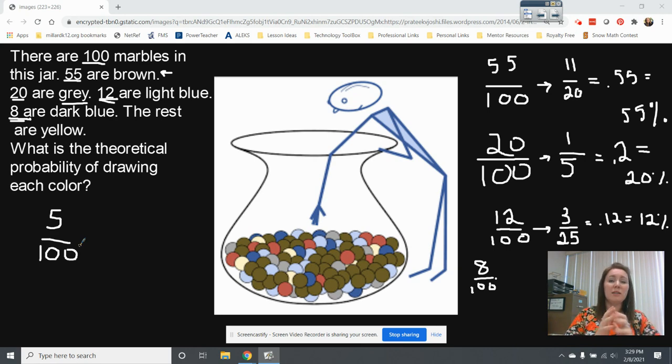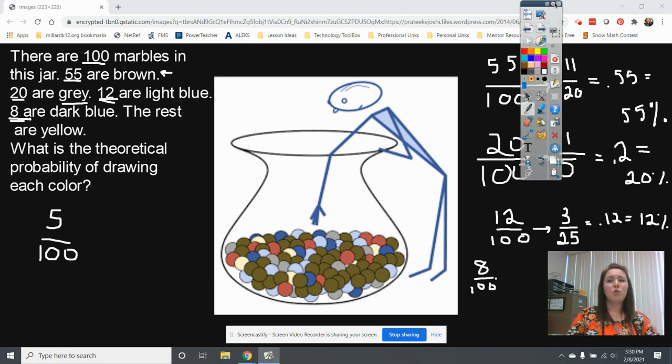And we can do the same process with this as everything else. Simplify the fraction, change it to a decimal, change it to a percent. And that's the amount of time we expect to get a yellow marble. So there you go. That is theoretical probability.